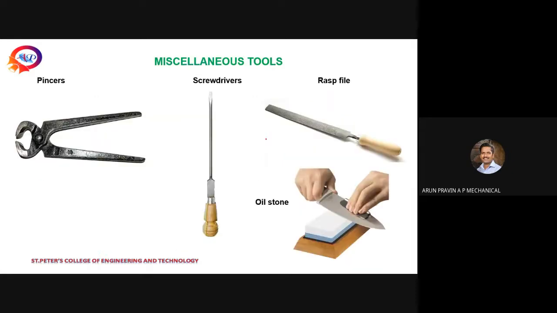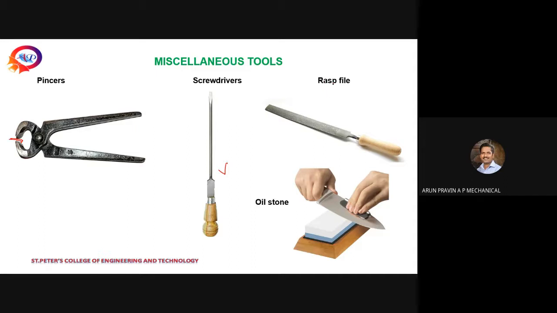Then what are the missing ones? Other than this, what are the tools there? Pincer is there. Previously I told what is the purpose of this: to remove the nails and the screws and everything from wood. Then screwdriver. Everybody knows what is the purpose of a screwdriver: to tighten the screws and everything.